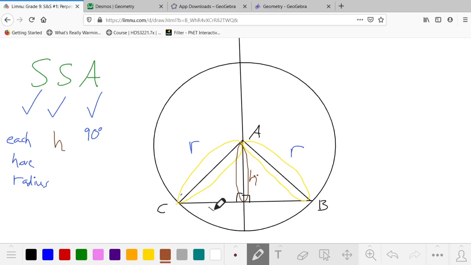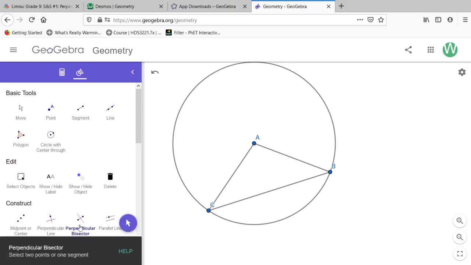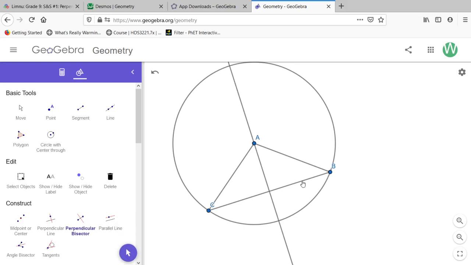So whatever length this is, that must be the length of our third unlabeled side on the other triangle. Therefore, these two lengths are the same. Therefore, this line through the center bisects this angle. We can see that if we delete that line we had, and instead of taking any perpendicular line, we specifically take a perpendicular bisector of this line. We click on it, and when it adds that bisector, we see it goes right through the center.